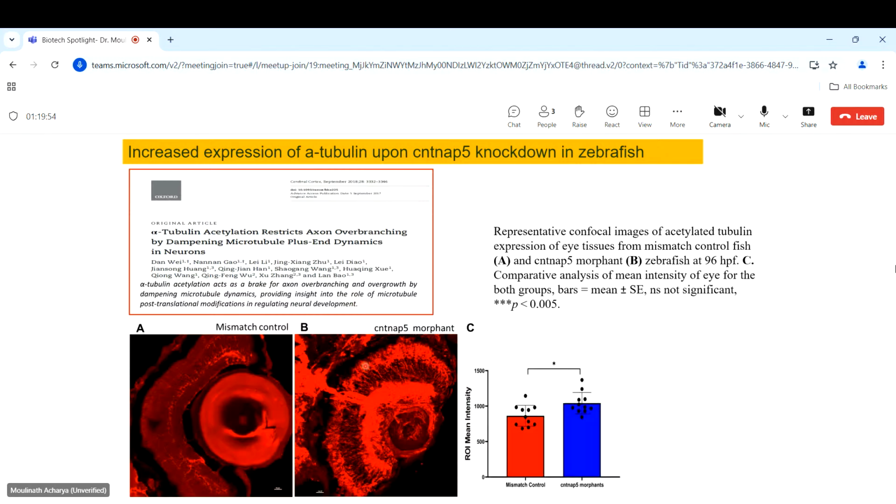Now, we did immunostaining with alpha tubulin, acetylated tubulin, and we saw that in the mismatch control you can barely see the expression, whereas in the morphant the expression is much, much higher, which is also corroborated in this diagram. We have done this analysis multiple times.